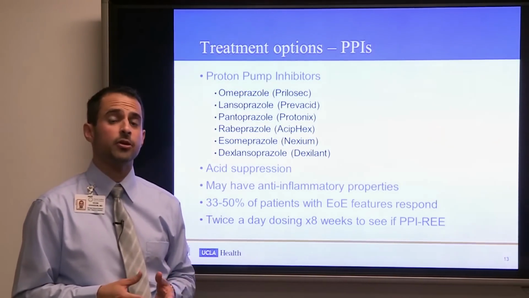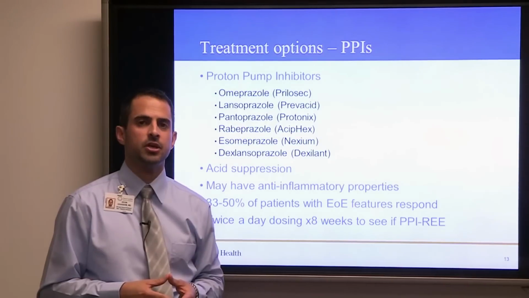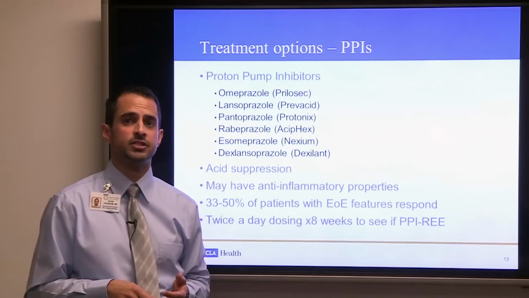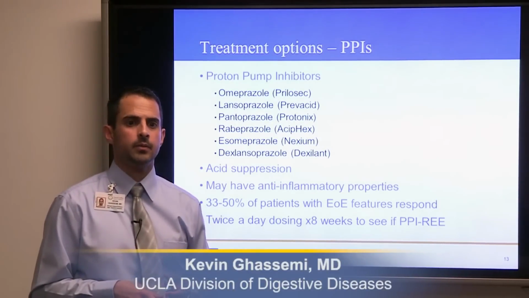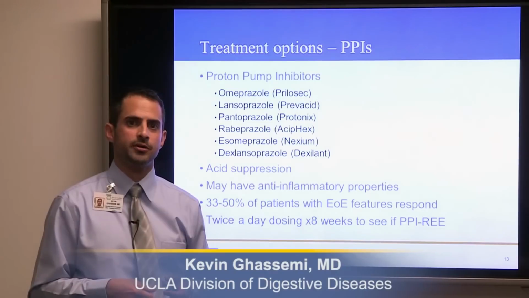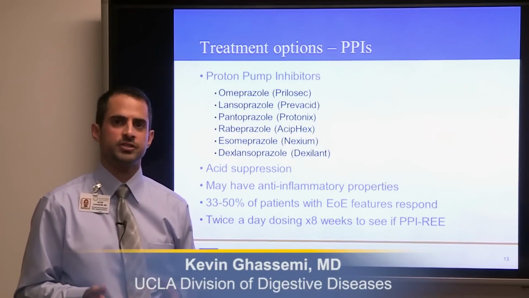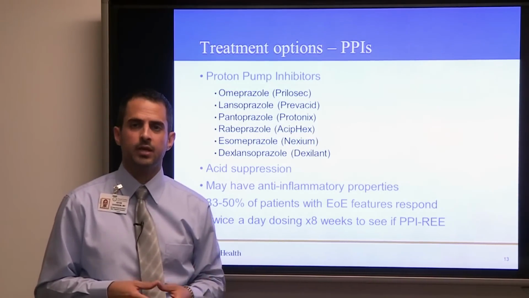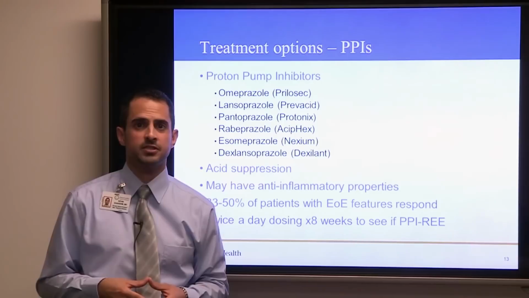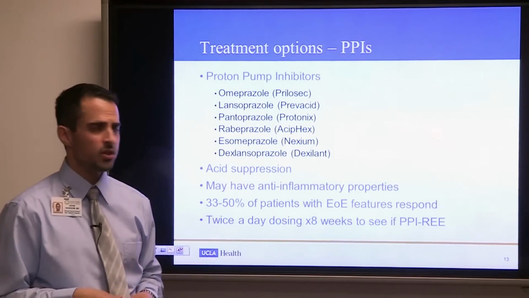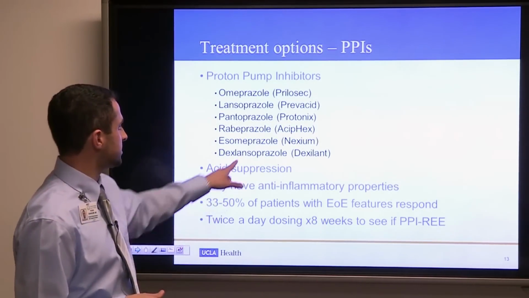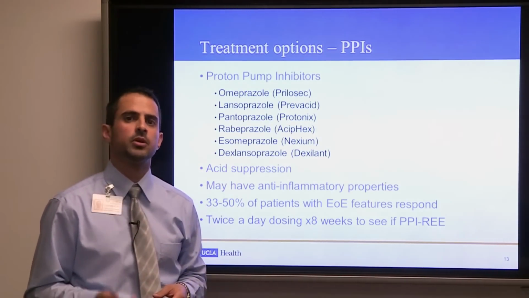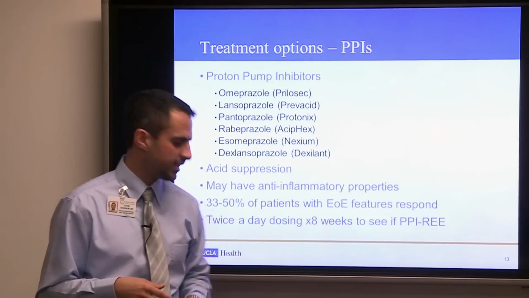And it's found that about 33 to 50% of patients who are treated with a PPI, who have the diagnostic features of eosinophilic esophagitis, will get better. And so it's recommended that all patients who are diagnosed with eosinophilic esophagitis should first be treated with an 8-week course of a proton pump inhibitor twice a day to see if they actually have this PPI-responsive esophageal eosinophilia. The one difference from among these medications is this last medication, dexlansoprazole, which actually functions like a twice-a-day medicine, but only needs to be taken once a day. So it's still twice a day in effect.